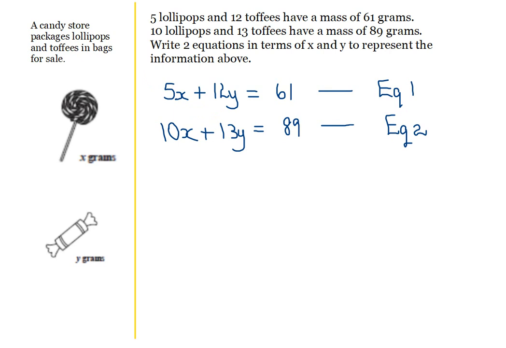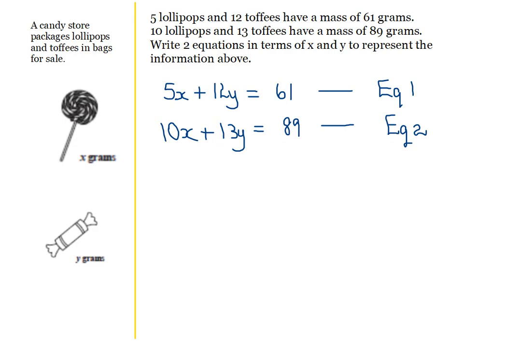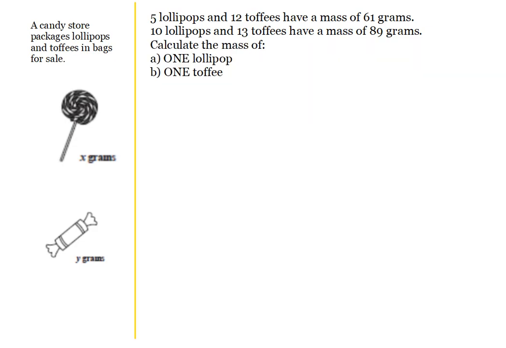So once you have your two equations, we can hop along to the next part, which obviously is going to be to solve the system. We want to get the answers for x and y respectively. So the next part of the question is to calculate the mass of one lollipop and one toffee. Okay, so I'm going to write back these two equations that we just constructed here, and then we're going to attempt to solve. So my equations are as follows. We had 5x plus 12y is equal to 61.